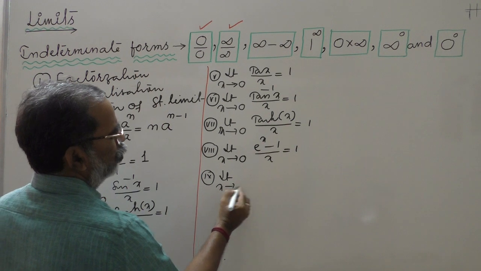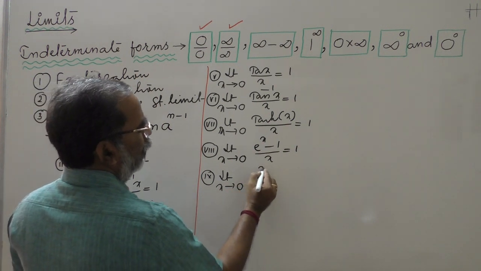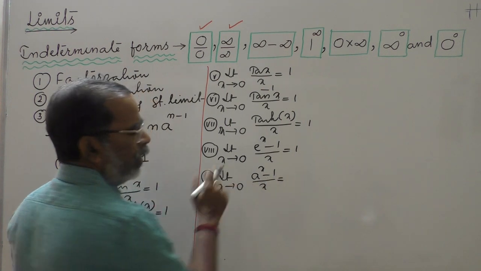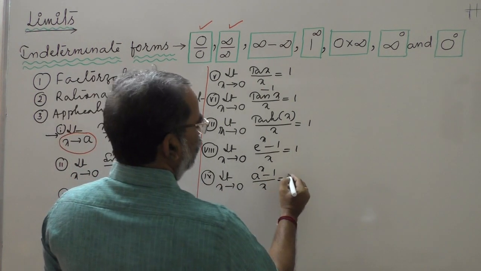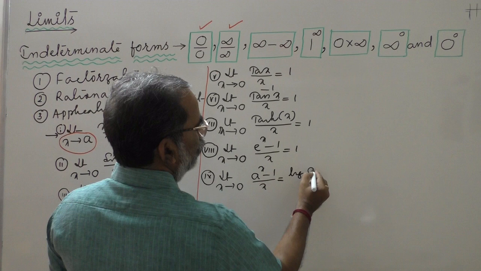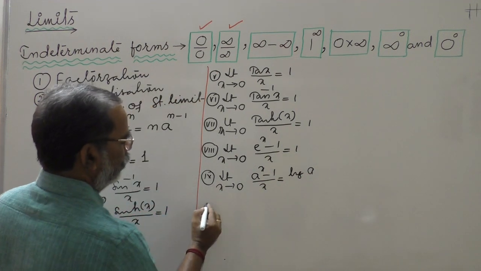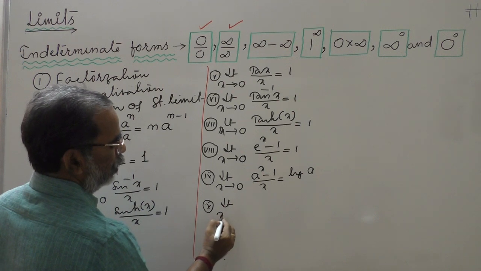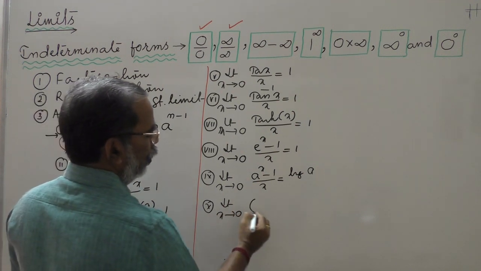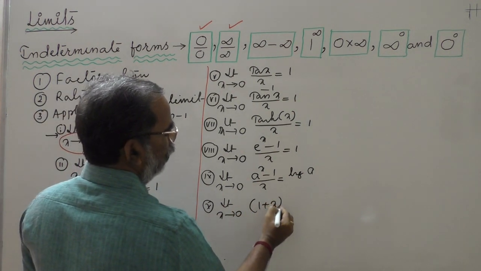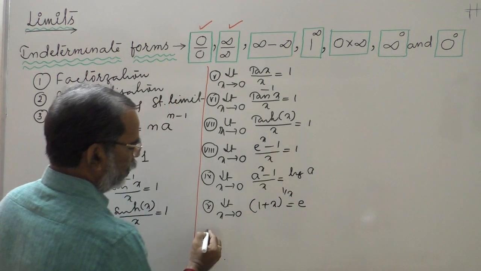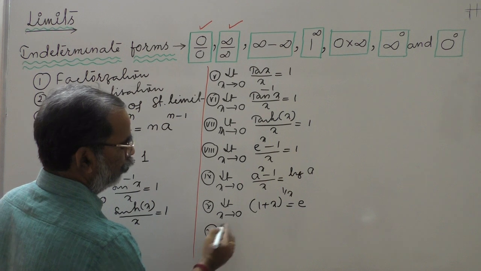Limit x tends to 0, (a^x minus 1) divided by x. Here a is a real number. Its limit value is log a to the base e. Next, number 10: limit x tends to 0, (1 plus x) whole power 1 by x. This is e.